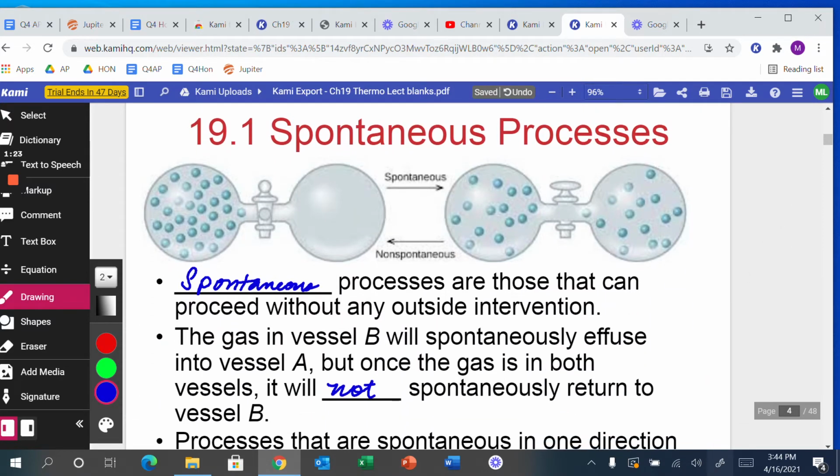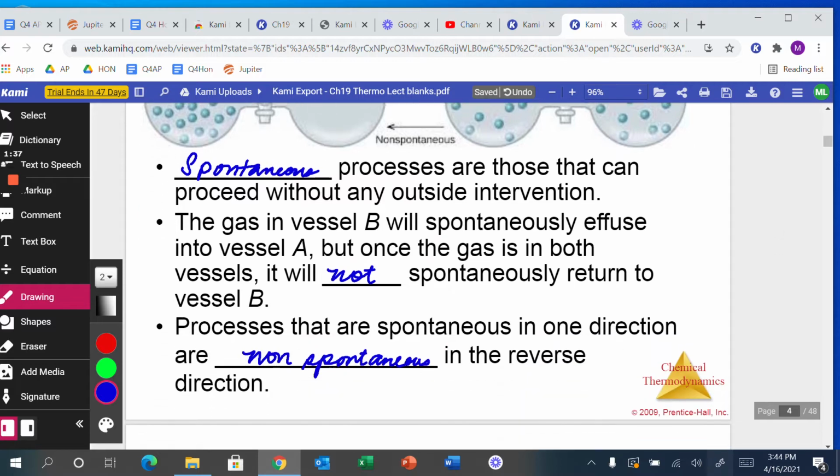So entropy talks about spontaneous processes. Okay. So if you open this valve, those molecules or atoms will spontaneously go to the other side. They will not spontaneously go back. So that's non-spontaneous.